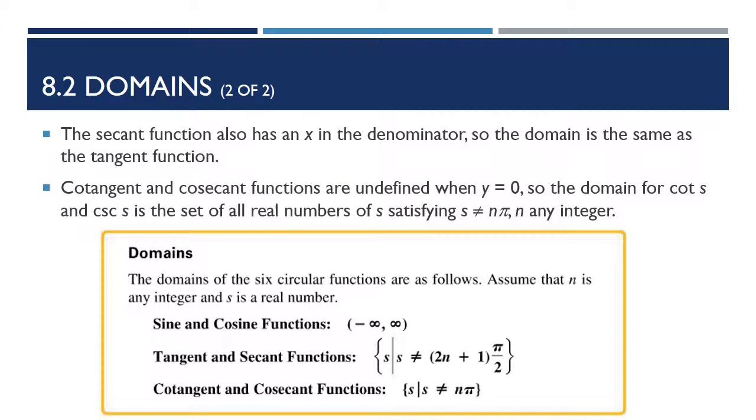So here it is all spelled out: the domains of the six circular functions. Assume n is any integer and s is a real number. Sine and cosine, anything. They're expressed a little differently here for secant and tangent. It says s cannot be 2n plus 1 times pi over 2. In other words, it's odd multiples of pi over 2. And then cotangent and cosecant cannot be multiples of pi.